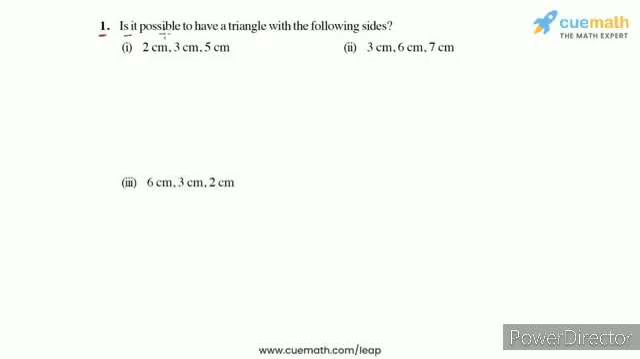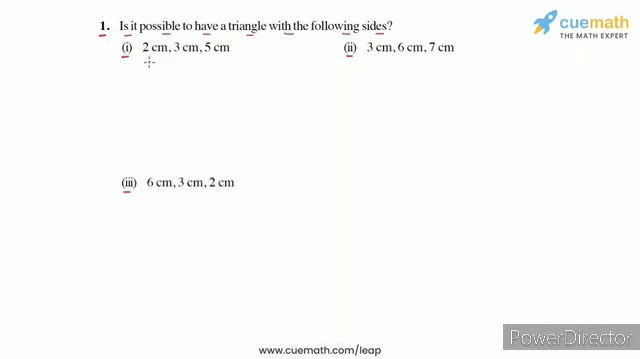Question 1 says, is it possible to have a triangle with the following sides? And then we are given these 3 parts. In each part we are given 3 lengths, and we have to check whether it is possible to draw a triangle with these 3 lengths as the side lengths. Now to solve this question, we will use the property of triangles that the sum of any two sides of a triangle must be greater than the third side. So in each part, we will check the sum of every pair of lengths and determine whether it is greater than the third length. Okay, so let's start with the first part.